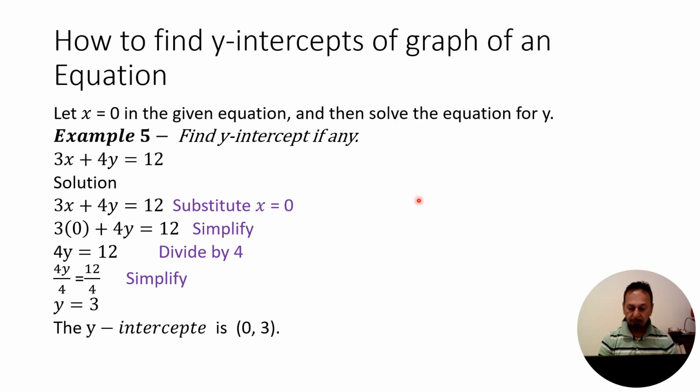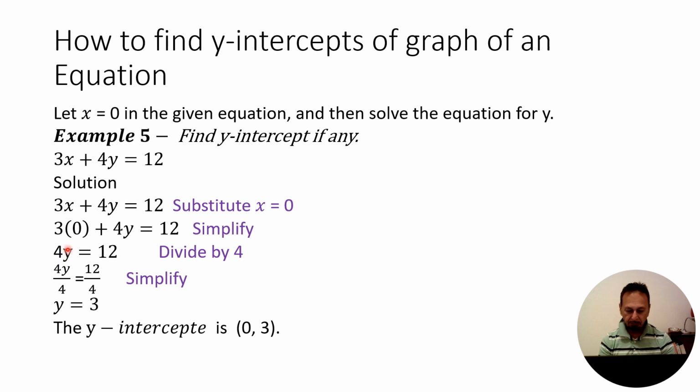How to find the y-intercepts of the graph of an equation? Well, to find the y-intercepts, you let x equal 0 in the given equation and then solve the equation for y. So let's find the y-intercept of 3x plus 4y equals 12. Let's write down the equation 3x plus 4y equals 12 and substitute x equal to 0.